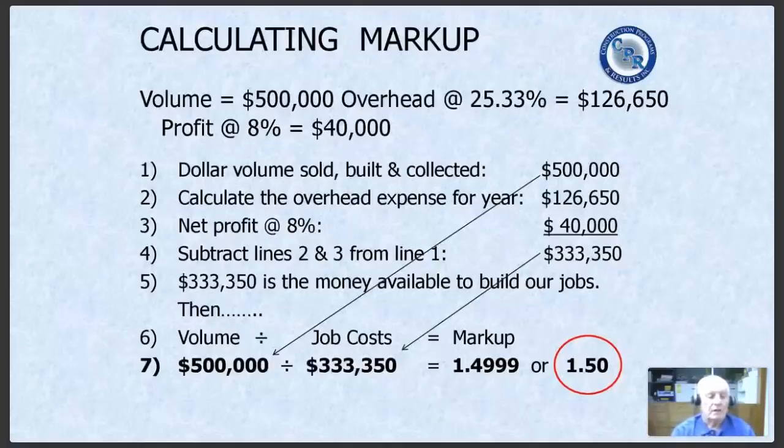Okay, so we take our volume of 500,000, divide it by our job cost of $333,350. It equals our markup, which is 1.4999, or always round up, 1.50. Okay, you always round up your markup. You never round it down. And I'm going to show you why.